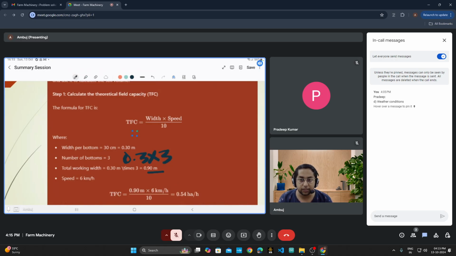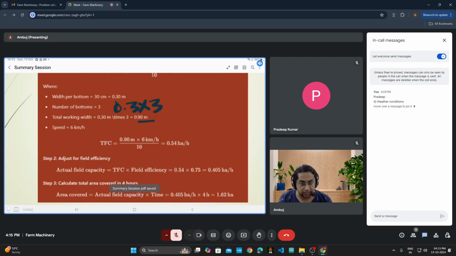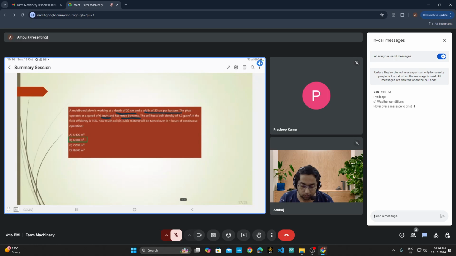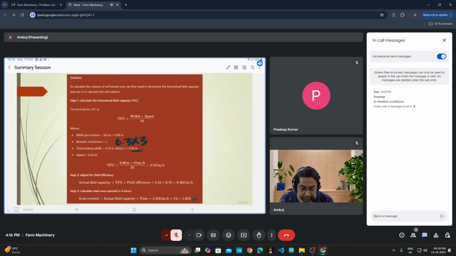Speed has been given to you as 6 kilometers per hour, so directly applying the formula, TFC equal to S into W divided by 10, 0.9 multiplied by 6 kilometer per hour divided by 10, 0.54 hectare per hour. Then in the second line, line by line we'll solve the problem. Field efficiency is 75%. So actual field capacity is 0.54 multiplied by 0.75, 0.405 hectare per hour. That will be my AFC, actual field capacity.